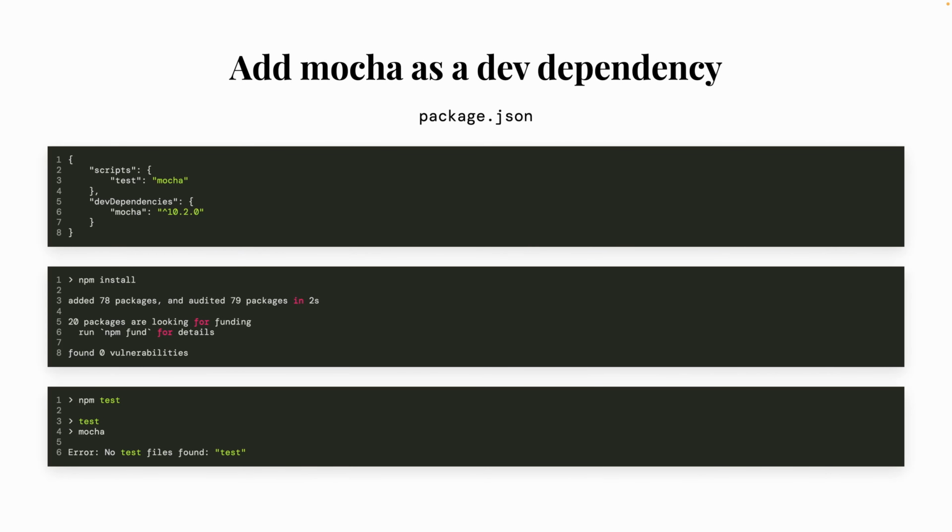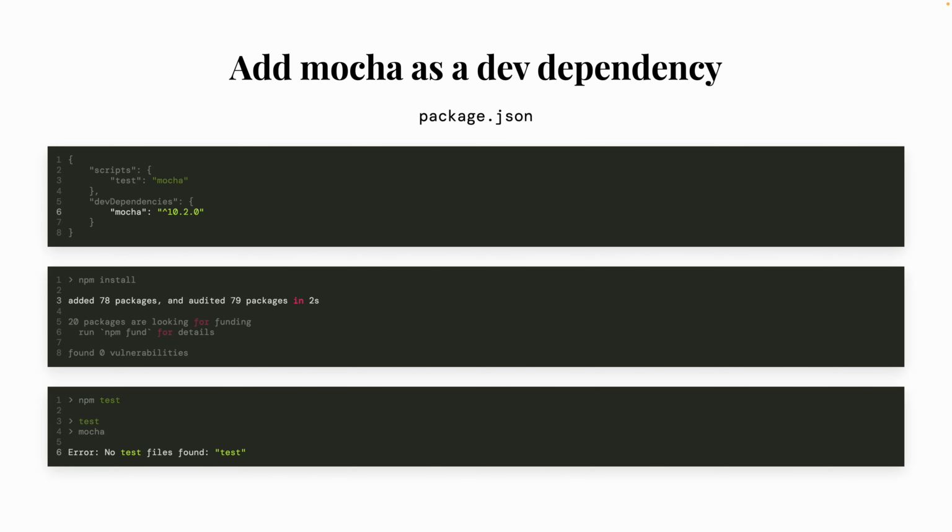By adding Mocha to the dev dependencies property in our package.json file, we ensure that it is available for use in our project. However, we still need to install Mocha and its dependencies on our local machine by running npm install. Once the installation is complete, we are now ready to run our tests again.